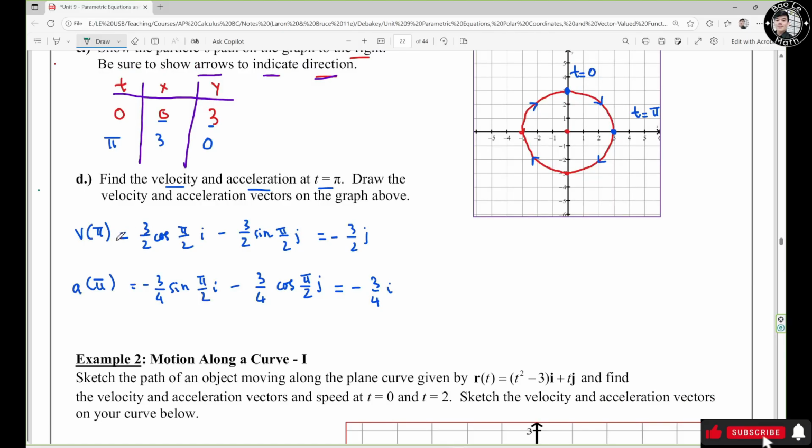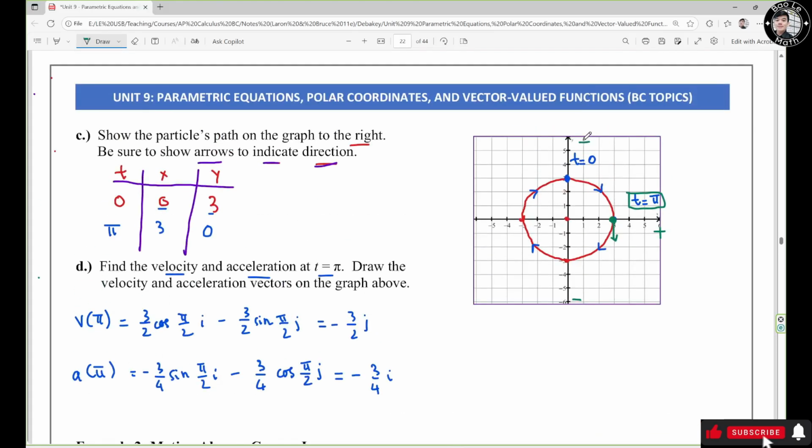Now at t equals pi, which should be right here, the i component is gone, which means the x component is gone. The y component is negative 3 over 2. So negative 3 over 2 is going to go this way, which means negative 1.5, so it should be right here. Remember, going this way should be negative, going this way should be positive, going this way should be positive, and going this way should be negative.